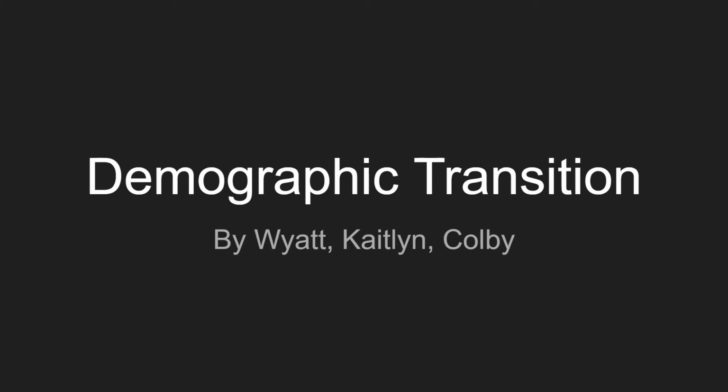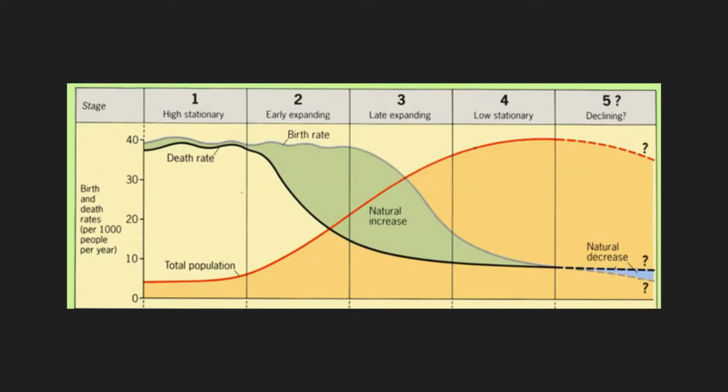The demographic transition model is based on historical population trends of two demographic characteristics, birth rate and death rate, to suggest that a country's total population growth rate cycles through 5 stages as that country develops economically.